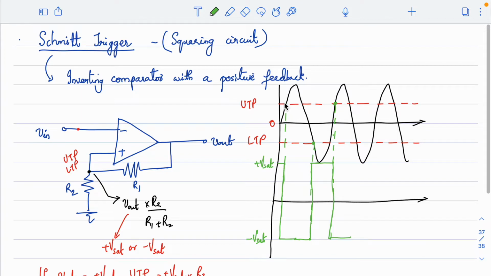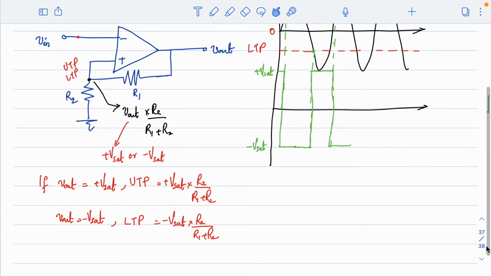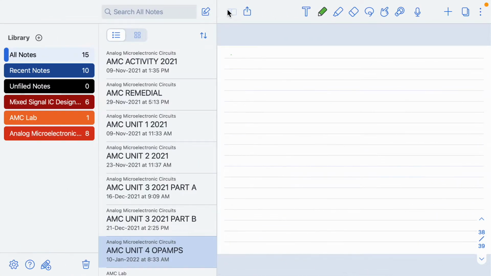Now, yeah, so this is how a basic Schmitt trigger works. As I have written here, these are the design equations or the expressions. So let us quickly design a Schmitt trigger based on what we understood now. Let us look at this. If you have questions, please put it in the chat box.